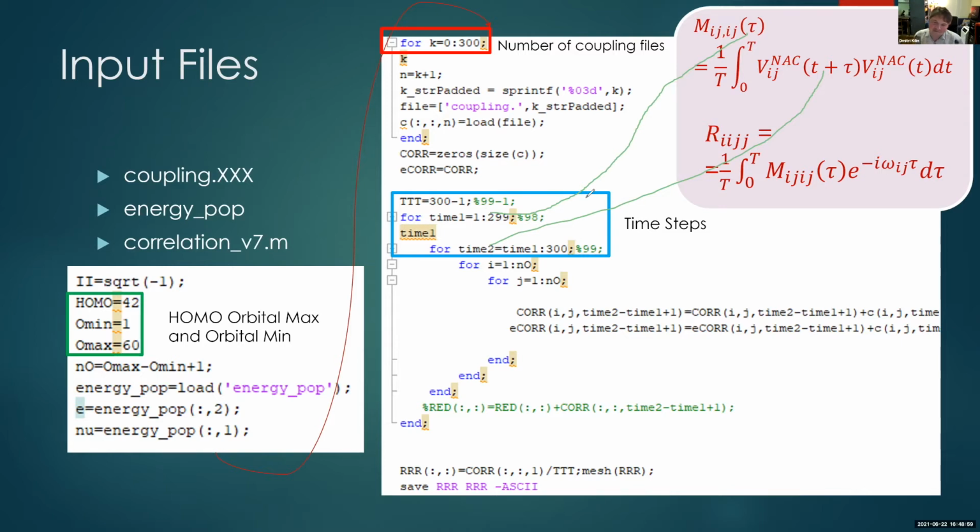But what is time 1? Time 1 is t, not tau. There you go. Okay. Is that correct? And then time 2 would be t plus tau. Okay. And what is tau in the code? Is that just a time step?